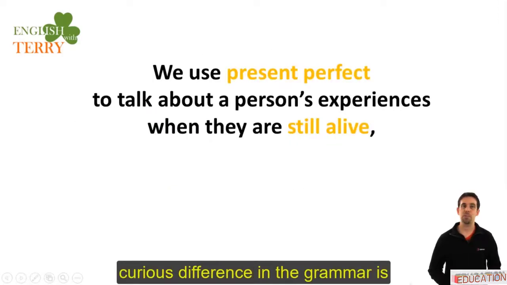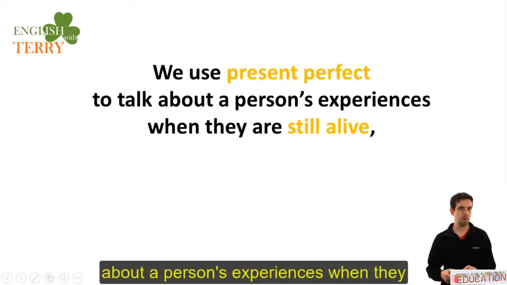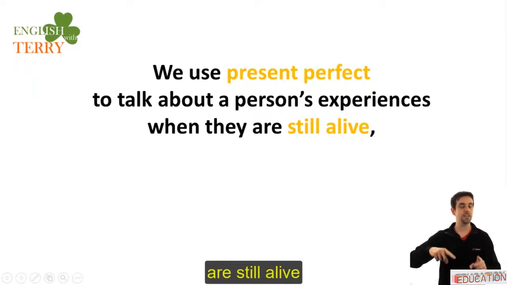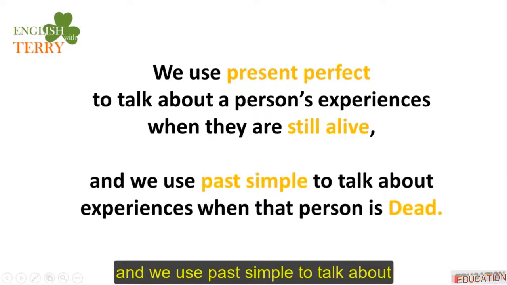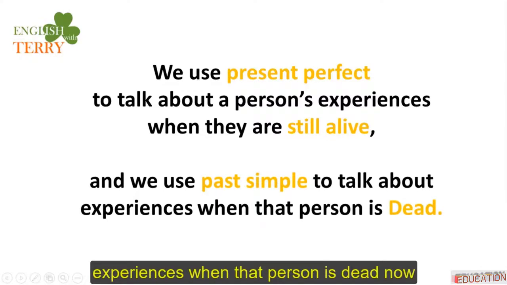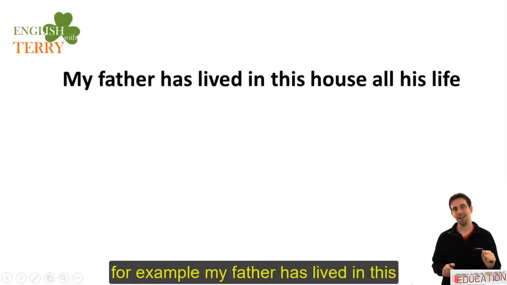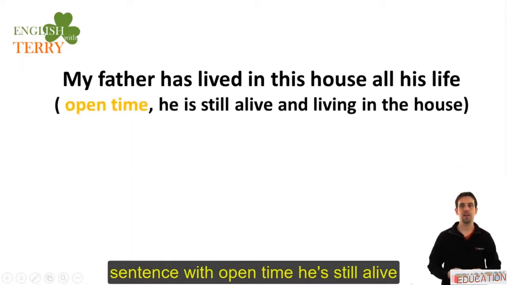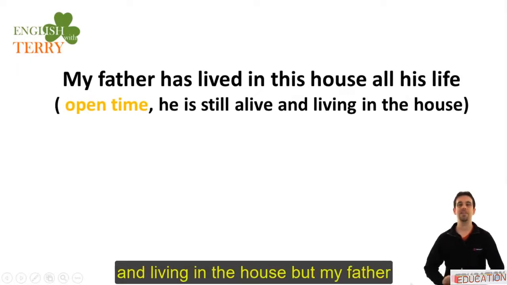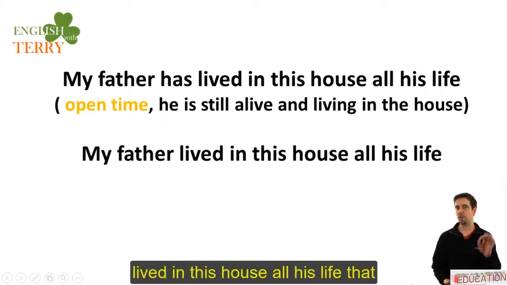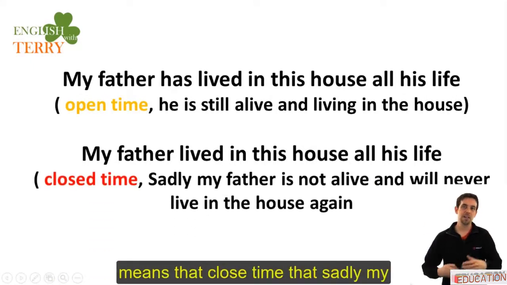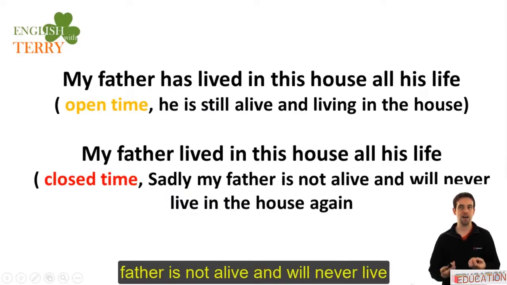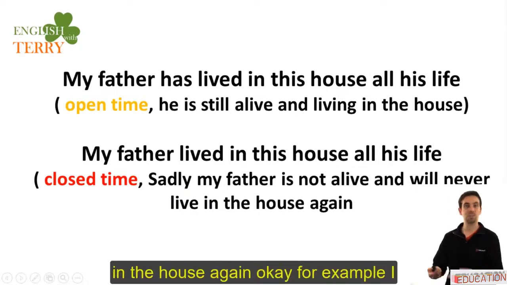A curious difference in the grammar is that we use present perfect to talk about a person's experiences when they are still alive, and we use past simple to talk about experiences when that person is dead. Now, for example, my father has lived in this house all his life. If you compare that sentence with open time, he's still alive and living in the house, but my father lived in this house all his life, that means closed time, that sadly my father is not alive and will never live in the house again, okay?